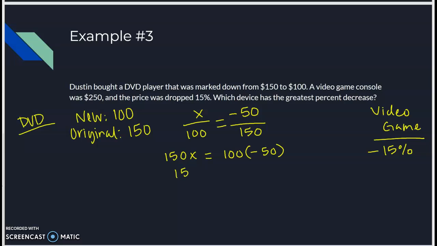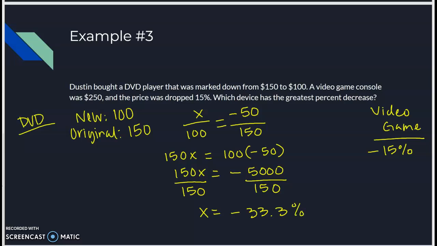We have 150x equals negative 5,000. And then we have to divide by 150 on both sides of our equal sign. And that is a negative 33.3% decrease. So in this case, the DVD player had the greater markdown because it was negative 33% and the video game was only marked down 15%.